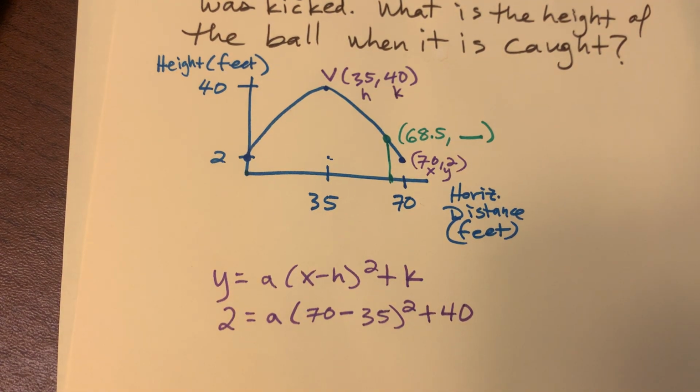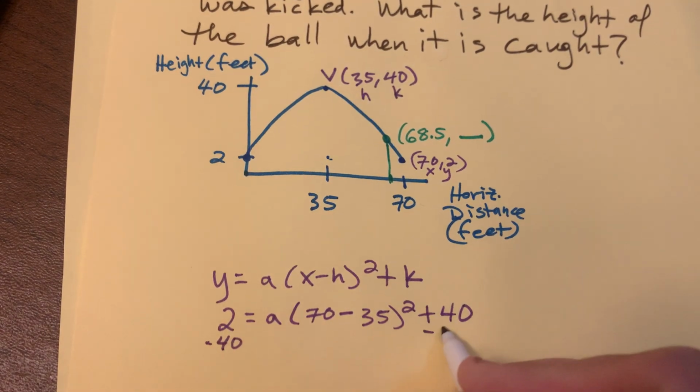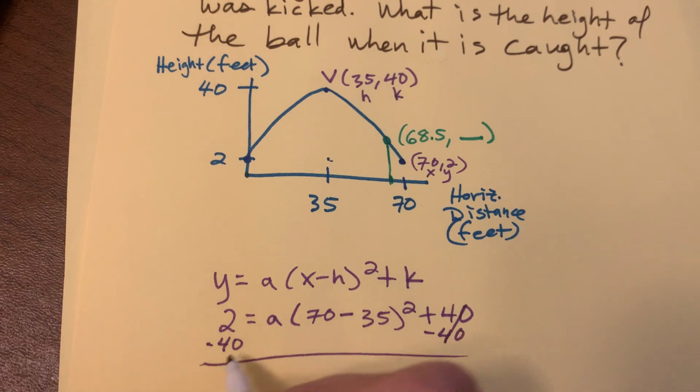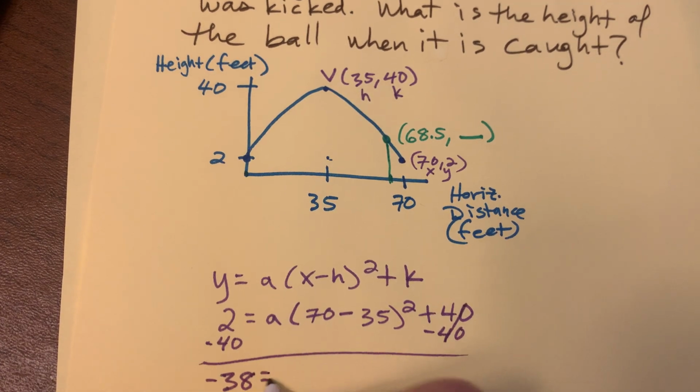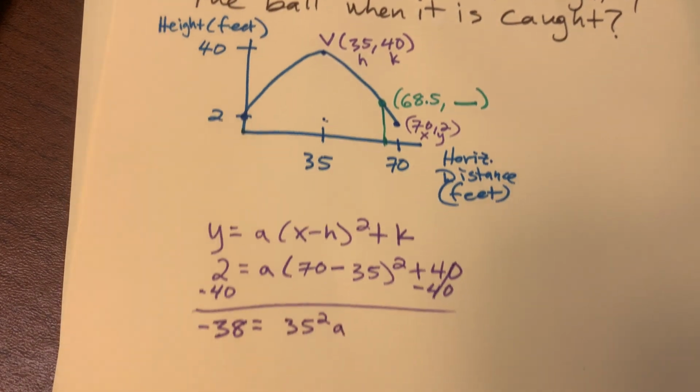Okay. After we substitute, we do a little bit of algebra. So we've got minus 40 on both sides. We've got negative 38 over here. I've got 70 minus 35. That's going to give me 35 squared times a.